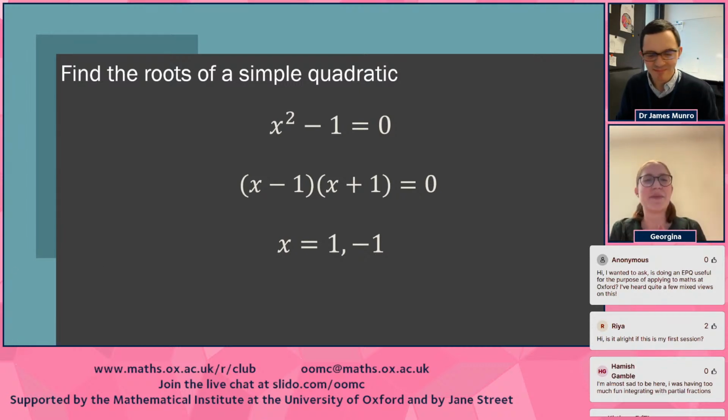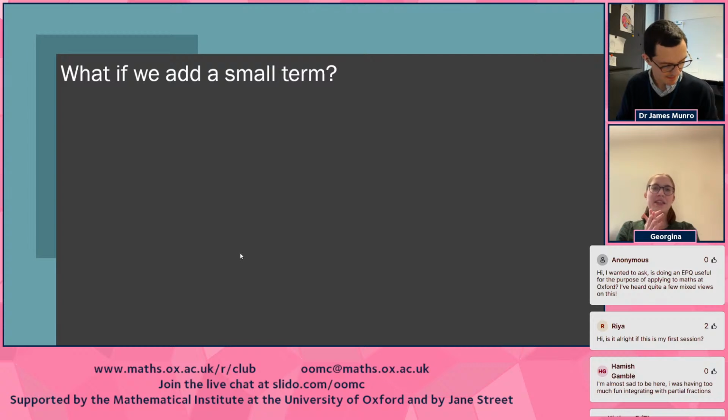Amazing. So the question that we're interested in, if we go to the next slide, is how do those roots change? So our +1 and -1, if we add a small term into the equation. So if we turn our equation to look like this.